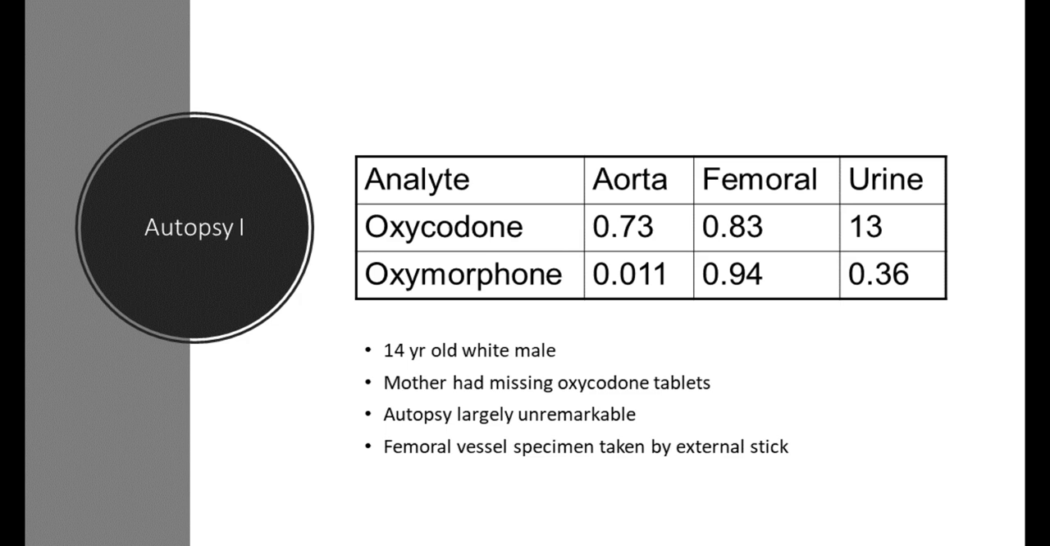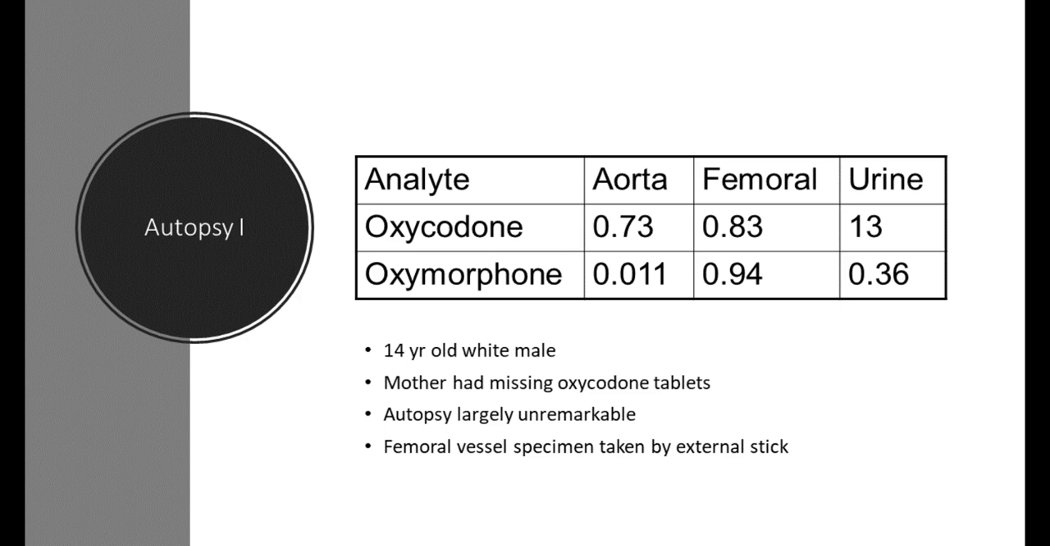So as you can see here, the oxycodone, which is what the decedent was suspected to have taken, is quite high, and the metabolite, the oxymorphone, is low. And this is what you would think of as kind of a normal distribution. In the femoral vessel, however, they're practically equal, the oxycodone and the oxymorphone. And in urine, you see a normal distribution again. So there's clearly something wrong with the femoral specimen in this case, and it's only because we had these other specimens that we were able to see this.